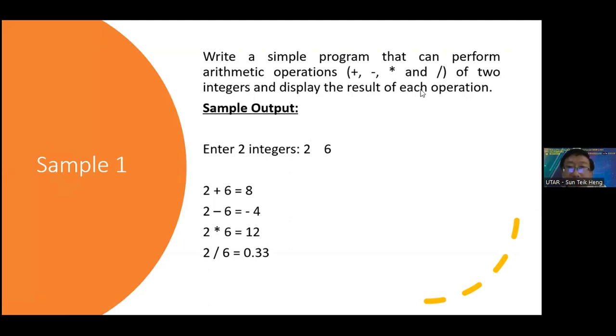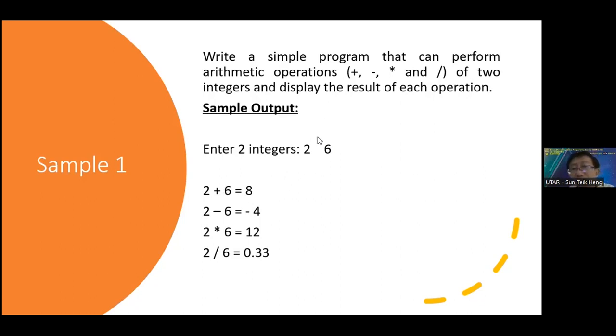So when you run the program, it will give you this output. It will show you the message, enter 2 integers, colon, and then wait for the user's input. Let's say for example the user enters 2 space 6 and presses the enter key. Then your program will compute 2 plus 6, and the result is 8. The program will then show the output as 2 plus 6 equal to 8.